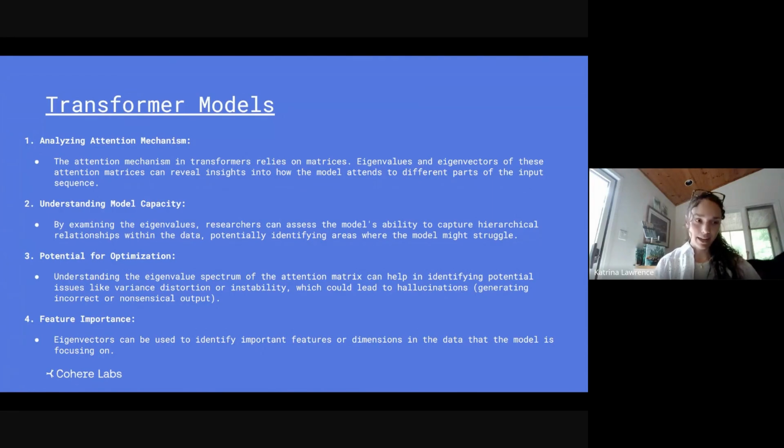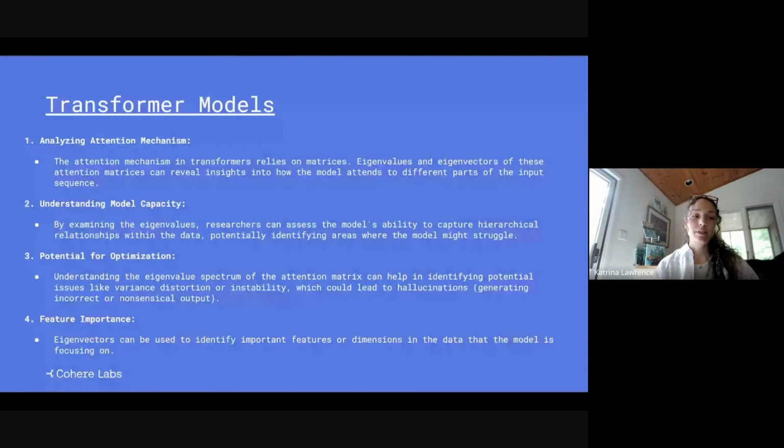Secondly, eigenvalues and eigenvectors can help us understand model capacity. By examining them, researchers can assess the model's ability to capture hierarchical relationships within the data and potentially identify areas where the model might struggle. This is important because when you're going into a model, it's good to understand its strengths and weaknesses and the areas where it might struggle. If you can get a hierarchical relationship within your data, this will help you analyze the strengths and weaknesses of your model, so you know which area to look out for and which area to tackle during your training.